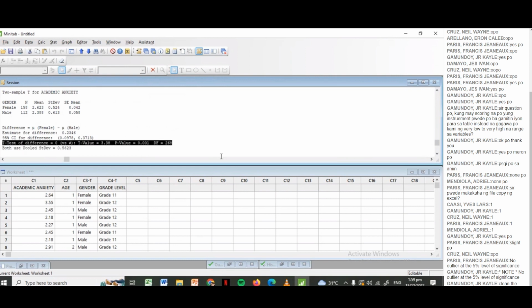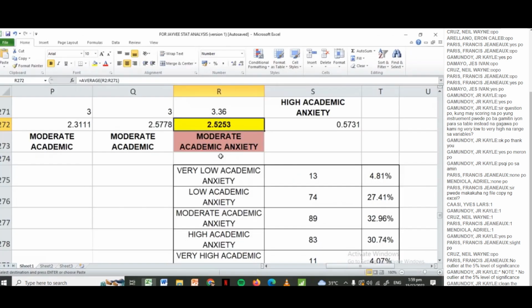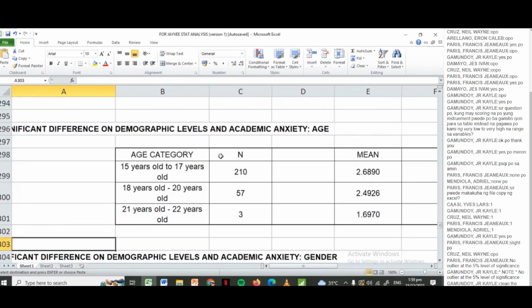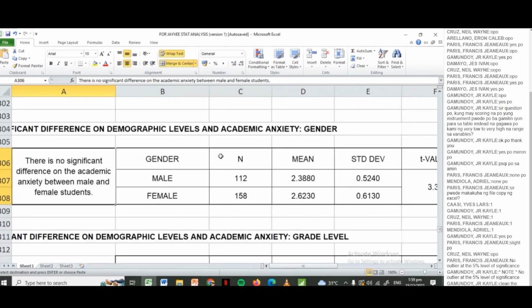Now, what you want to look out for here is the t-test of difference. Because this is where we will be deciding whether we will be rejecting or not rejecting our null hypothesis. Basically, ang hypothesis nila dito, class, is, I've written it here somewhere. Ang null hypothesis nila, yan. There is no significant difference on the academic anxiety between male and female students. Dahil marami silang demographics, basically they have three hypotheses: no significant difference sa gender na demographic, no significant difference on the grade level demographics, and no significant difference on the age level demographics.